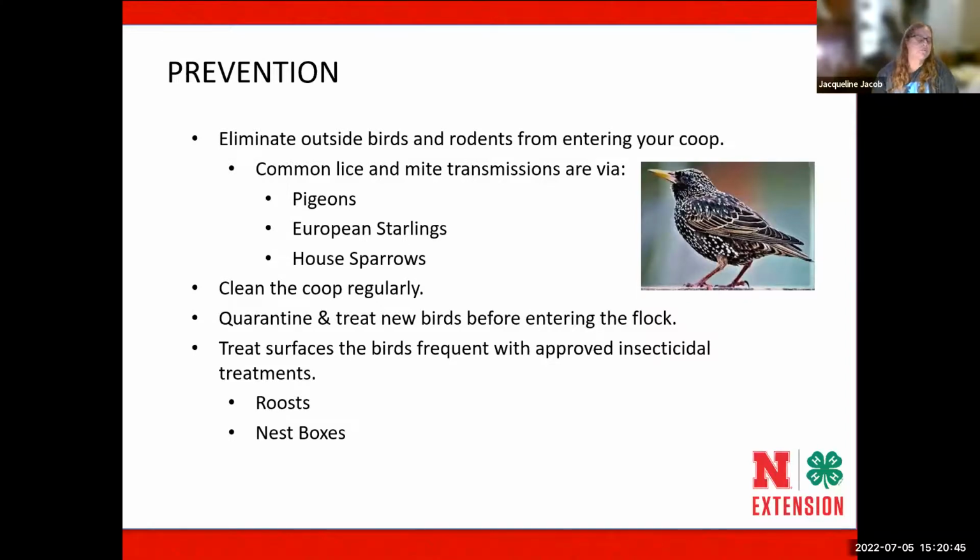Have wire over any openings in the house. Make sure nobody is making nests in your house. Try to keep those out so that they're not bringing in any of the external parasites, as well as any of the diseases that can be carried.